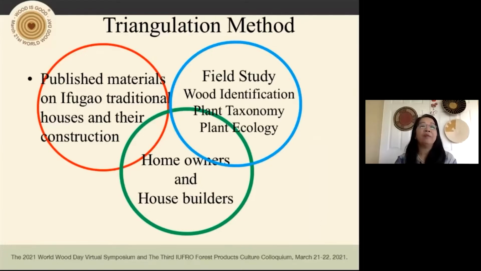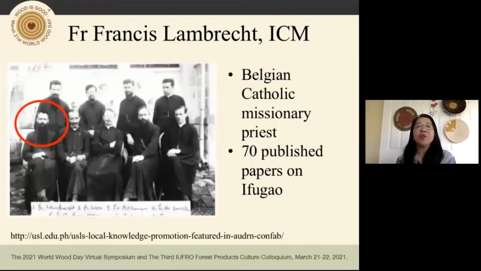For the first source of data on Ifugao house construction, we looked at various published literature. Father Francis Lambrecht was a Belgian Catholic missionary priest and anthropologist assigned in Ifugao. He published more than 70 original papers on Ifugao, which includes its language, sagas, songs, religion and rituals, worldview, technology and art, and socio-political systems and institutions. Many of his field notes and manuscripts have remained to be published after his demise.